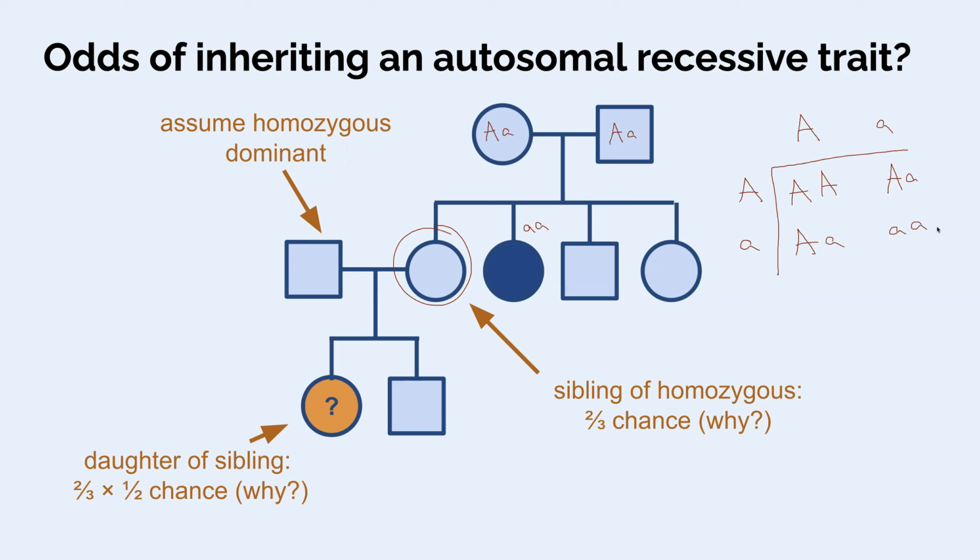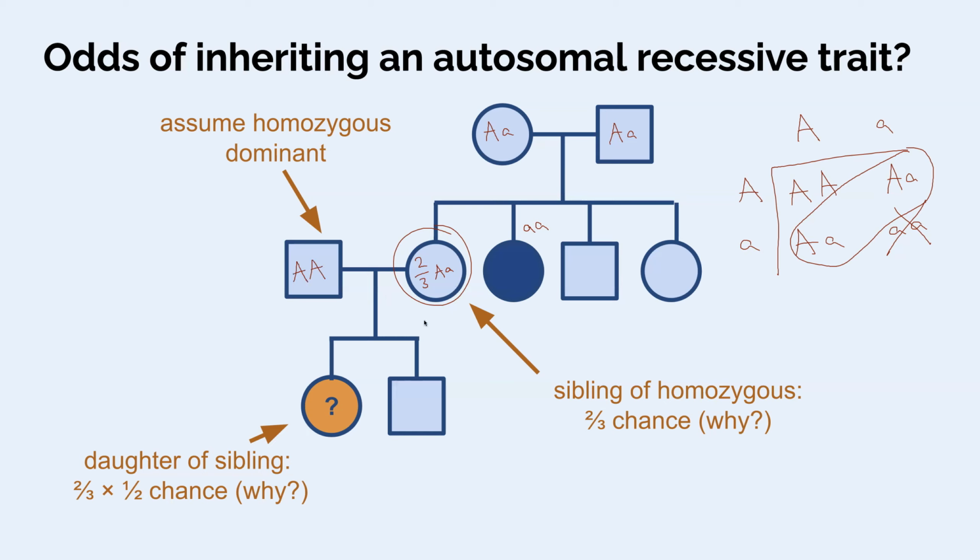Why 2/3? We have a 4-parted Punnett square. Well, it's 2/3 because we can rule out one of these possibilities. We know that they don't show the trait, and so they're not homozygous recessive. So of the remaining possibilities, 2 of those are heterozygous. One of those is homozygous dominant. So they actually have a 2/3 chance of being heterozygous.